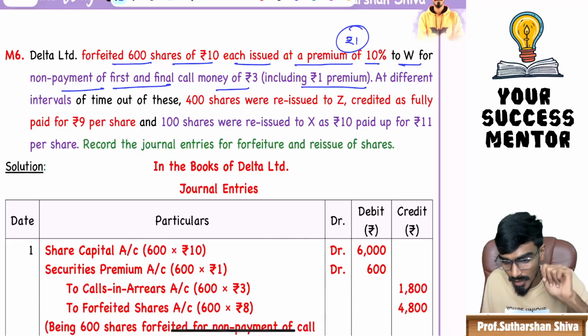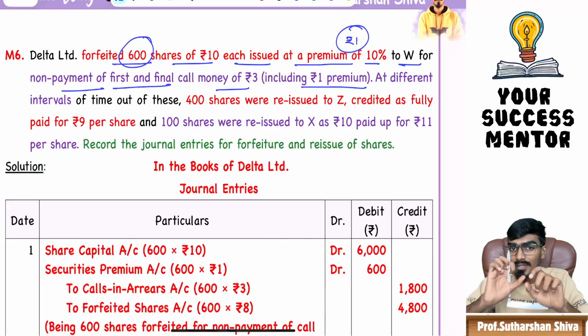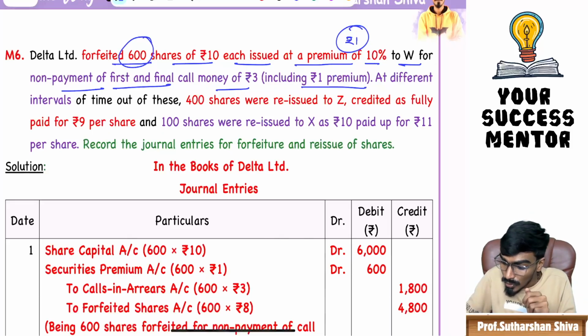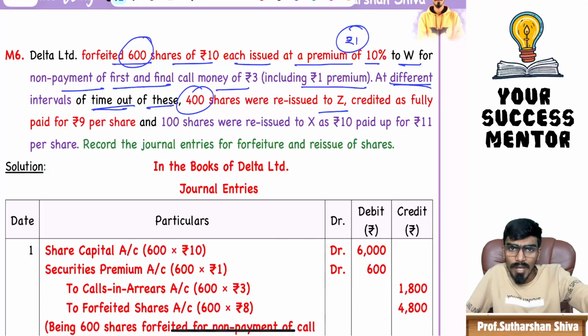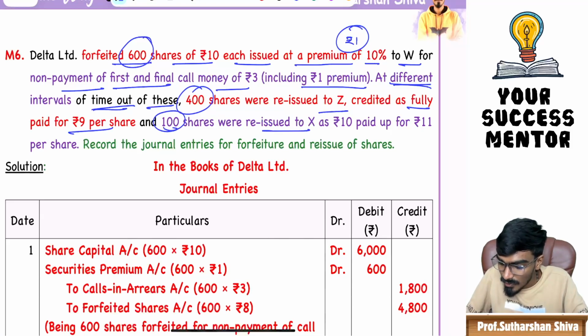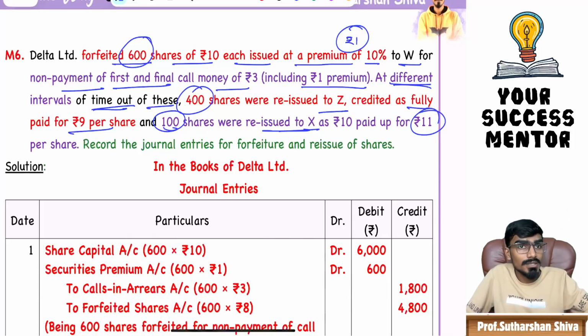That's what I already explained to you. Forfeiture is happening for 600 shares, but at different intervals. Out of this, 400 shares were issued to Z, credited fully paid at 9 rupees per share, and the remaining 100 shares will be reissued to X as 10 paid up for 11 rupees. Here, for one person I'm reissuing at a loss. For another, I'm reissuing at the same value, basically at the issue price.